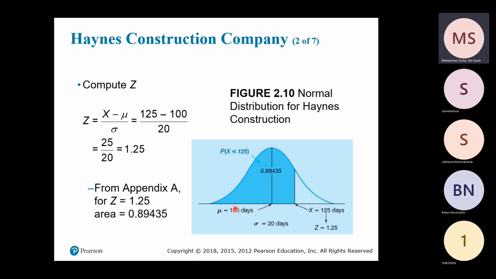Because we want to know the value from day one until day 125. We want to know the probability that we can complete the job before 125 days. So we have to add another part at the back here. What is the value of that part? This is half of the distribution. If the distribution is 1, half is 0.5. So the probability for the left side is 0.5.